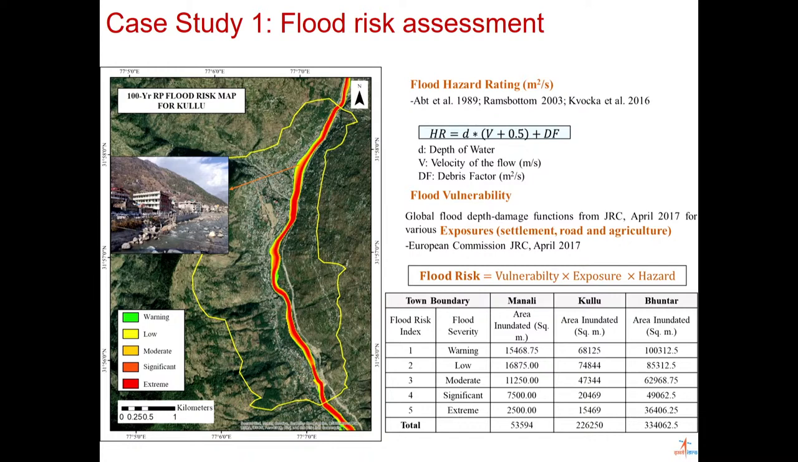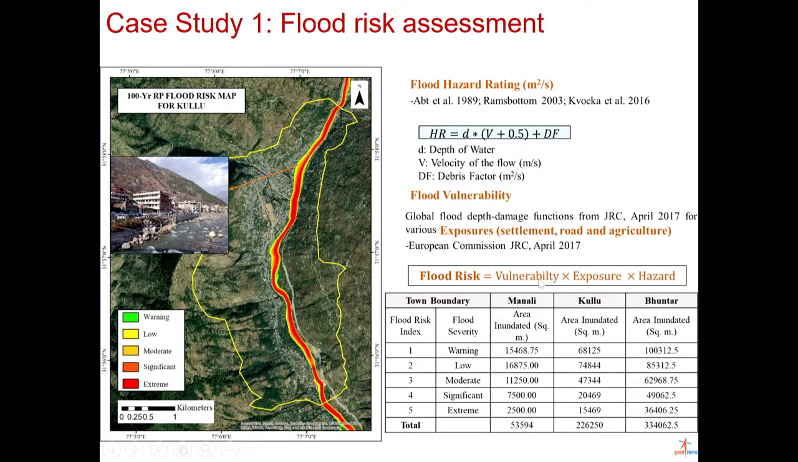So I have tried to combine different case studies which will give you a glimpse of how this same hydrodynamic model can be used for different approaches. Now this first one is the flood risk assessment. We performed this in the Beas River Basin. Mostly we targeted three main cities, Manali, Kullu and Bhuntar. So what we did is we developed the hydrodynamic model right from Manali to Bhuntar, and then we tried to do this flood risk assessment.